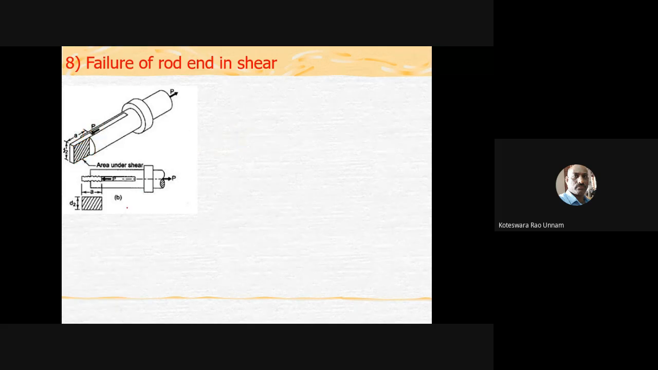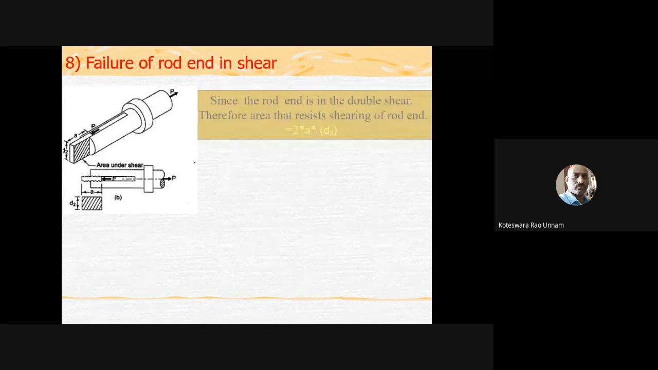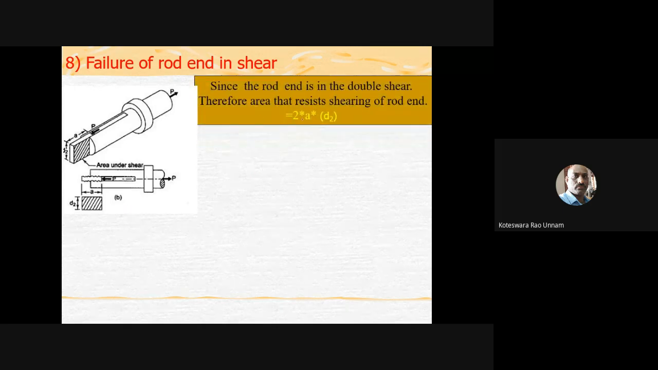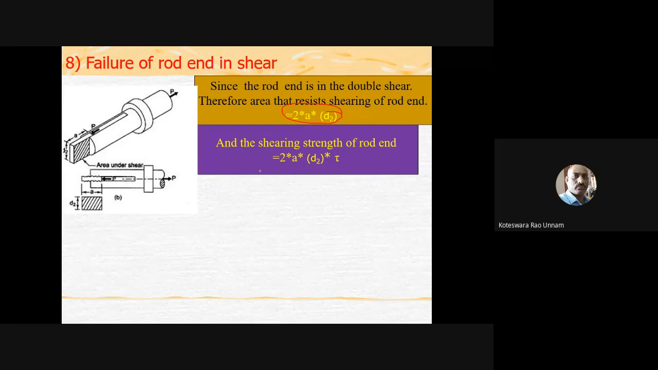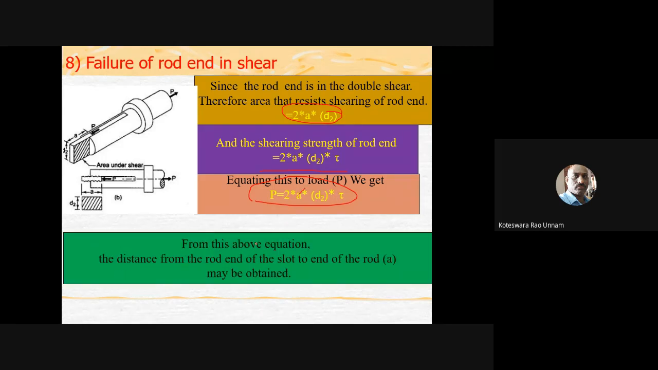In the spigot, we denote the dimension as A, and it is determined like this. The area is A into D2 multiplied by 2 because it is in double shear. Then this is the shearing strength of the rod end, and using the equation P equals 2 into A into D2 into tau, we can calculate the value of A. From this equation, the distance from the end of the slot to the rod end may be determined.